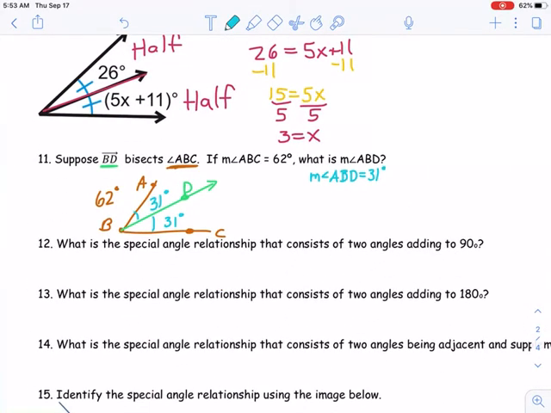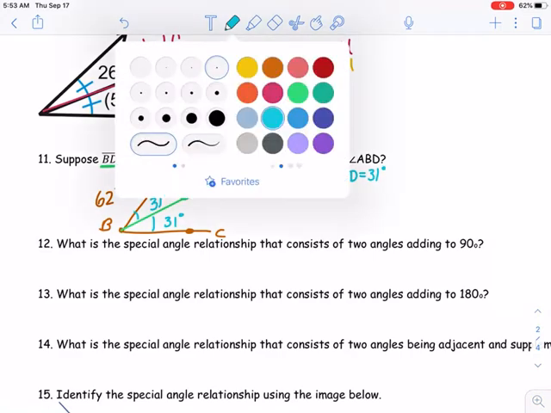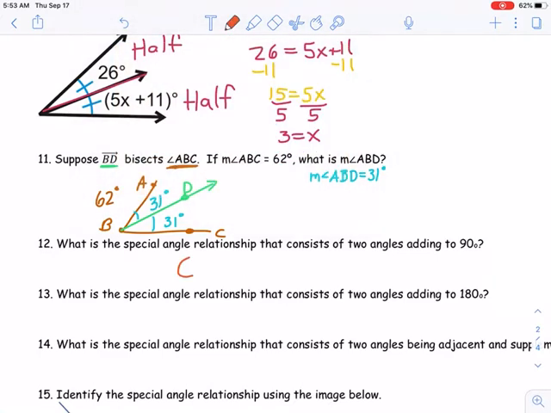Alright, so now we got some special angle relationships. We just have to be able to identify them, recall the definition. Again, these are the nuts and bolts of geometry. This stuff's really important and going to help us throughout the year. So what special angle relationship consists of two angles adding to 90 degrees? That is complementary angles.